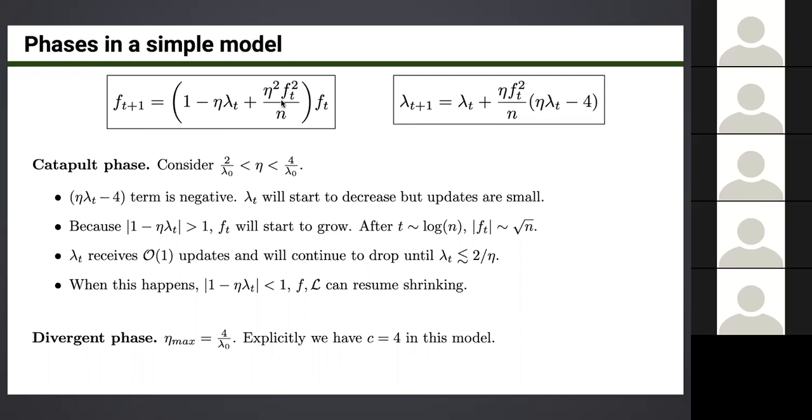The other thing I forgot to mention is that this growth in f happens in a number of steps that's logarithmic in n. So for f to grow to be of order root n, you need a time that goes as log of n. And that's maybe one of the key things that I want to emphasize, which is that there's a time scale here that, at least in the simple model, seems to diverge with width.